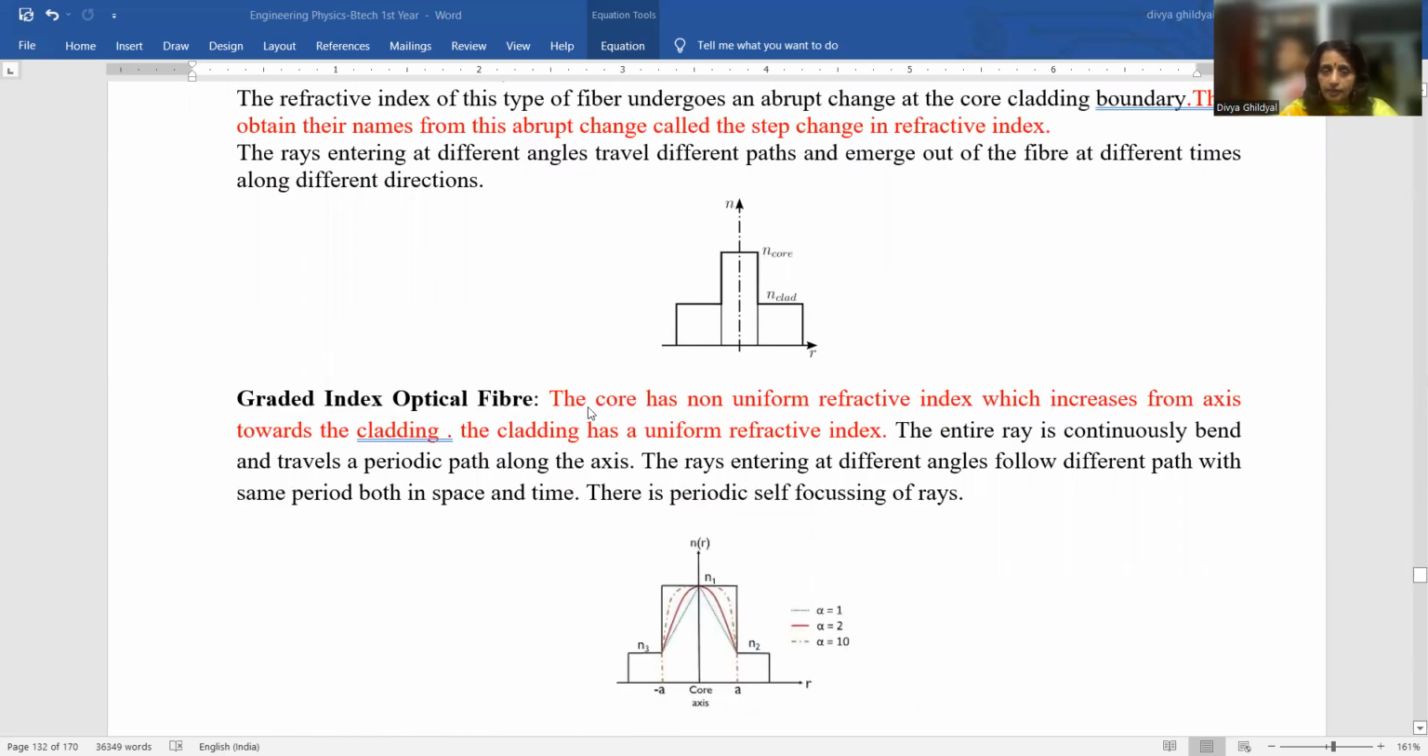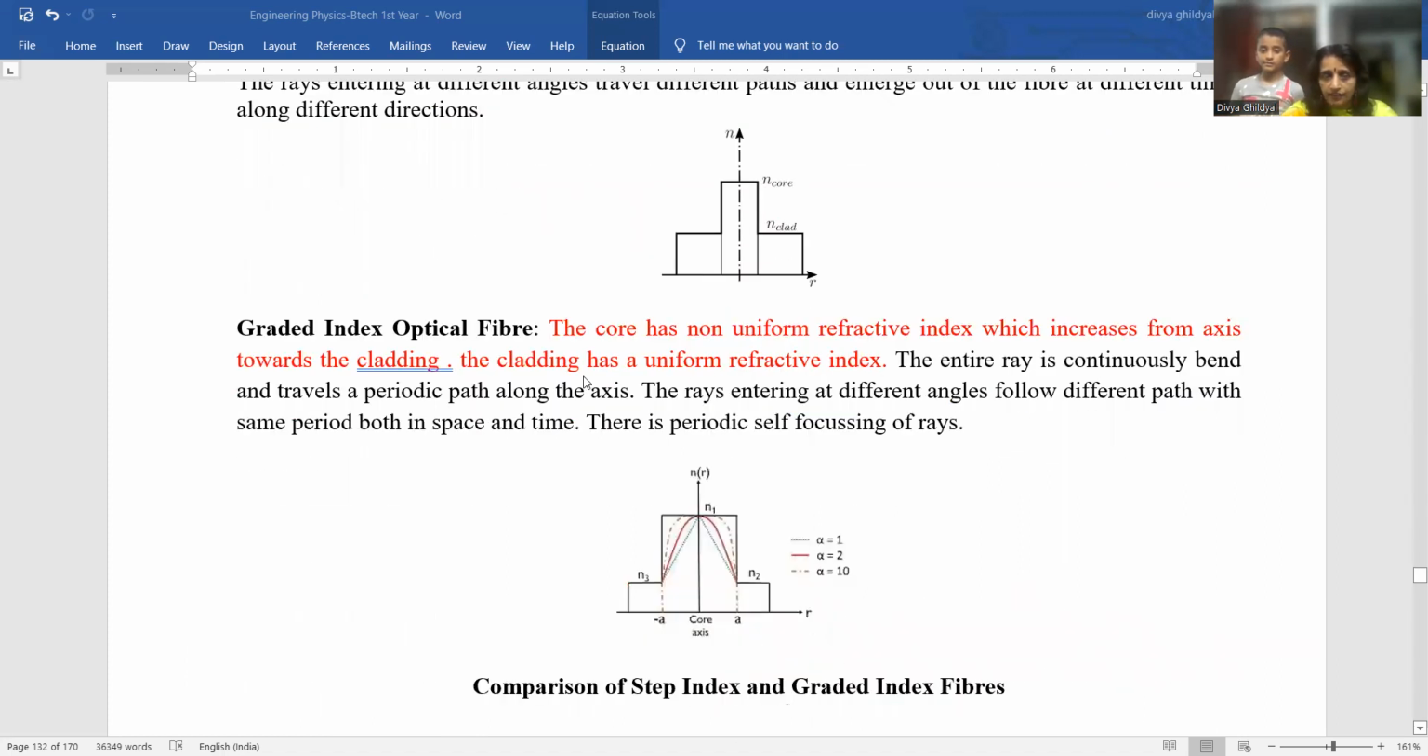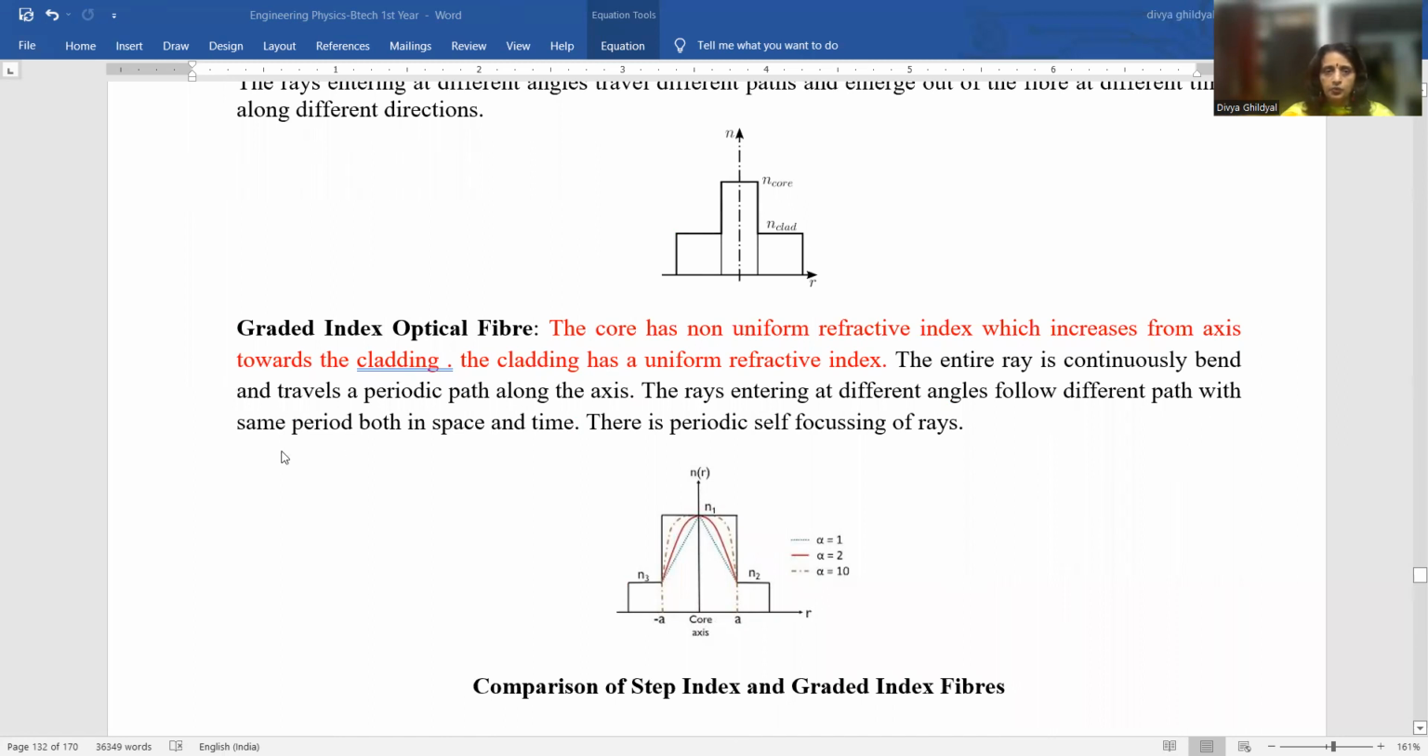Graded index optical fiber: the core has a non-uniform refractive index which increases from the axis towards the cladding. See, remember the changes of refractive index. The whole game is of refractive index, and the cladding has a uniform refractive index. The entire ray is continuously bent and travels a periodic path along the axis. The rays entering at different angles follow different paths with the same period both in space and time.